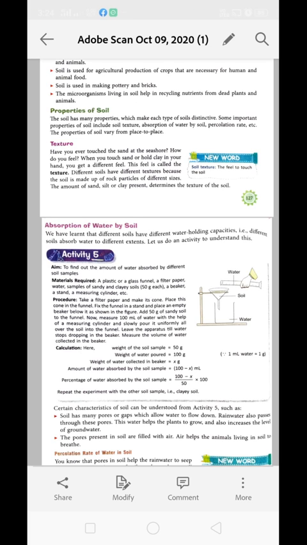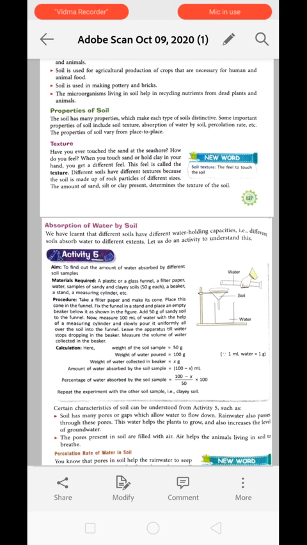For example, texture. The feel that we get after touching the soil is called texture. Different soils have different textures. If we talk about clay soil, it is soft to touch. If we talk about sandy soil, it is granulated. So we can classify soil types based on their textures as well.